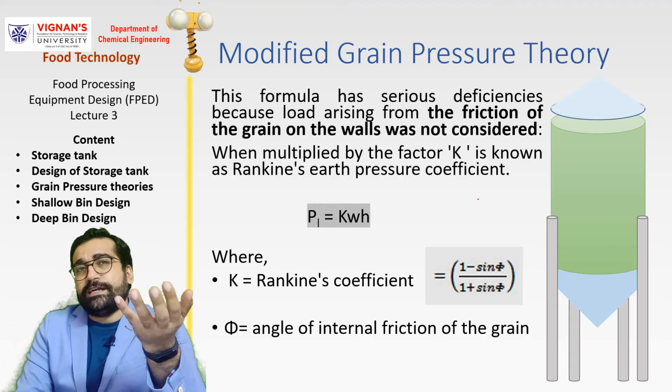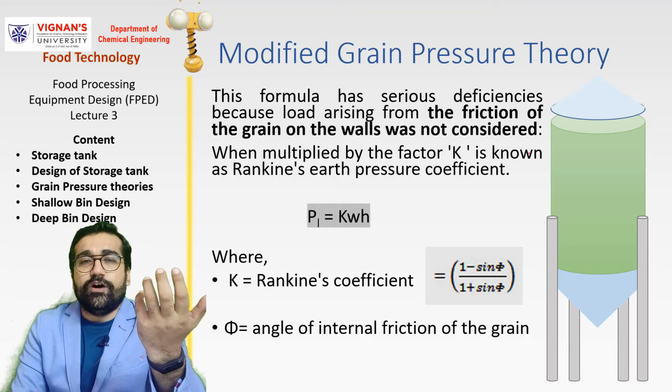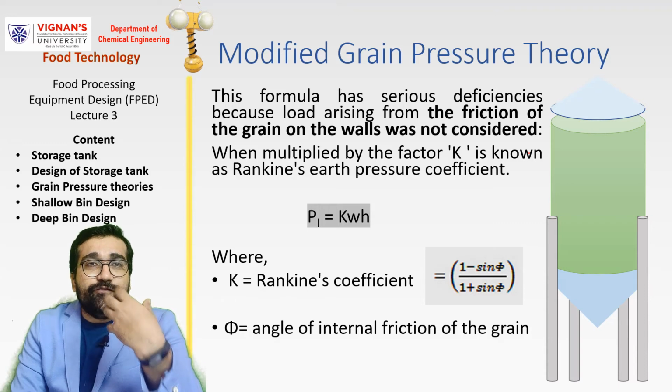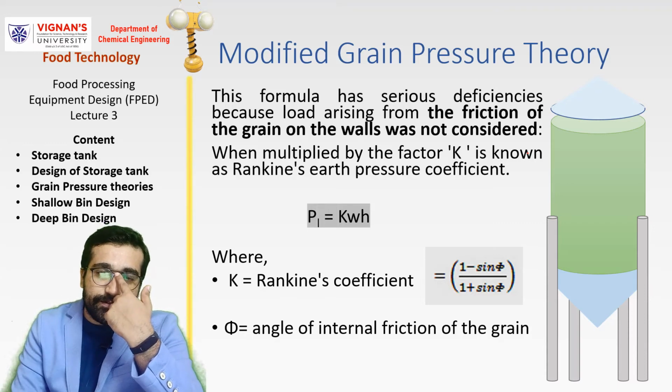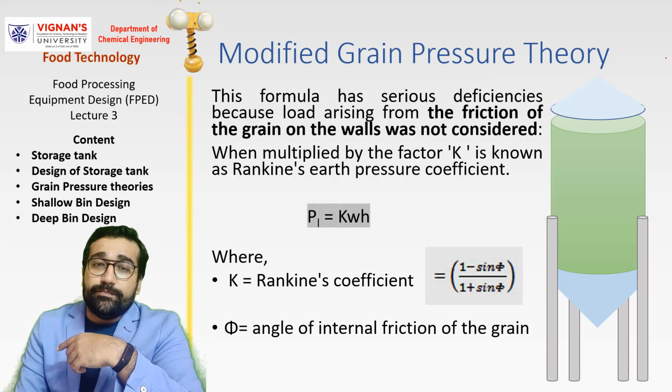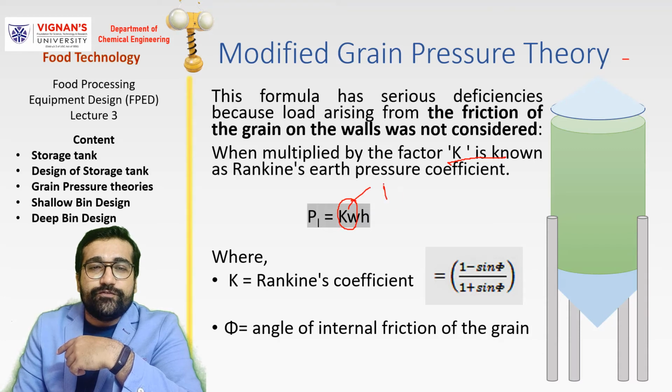And when we started designing on that previous theory, we found that a lot of silos failed because of that theory. Then we need to modify that theory, right? So Mr. Rankine, a great scientist, modified that theory and added one coefficient, the Rankine coefficient, denoted by K.